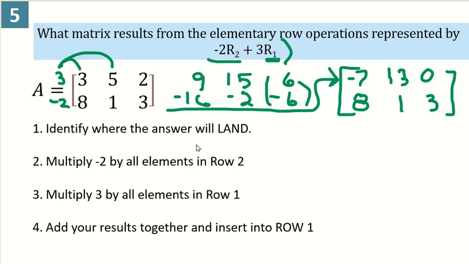So step number 1, identify where the answers will land. Rewrite your matrix and then leave that row or column open. And then multiply -2 by all elements in row 2. We did that. Multiply 3 by all elements in row 1. Add your results together and insert into row 1. And check my arithmetic. I don't have an answer to check by, but hopefully I did it slowly and carefully and we got the right answer.